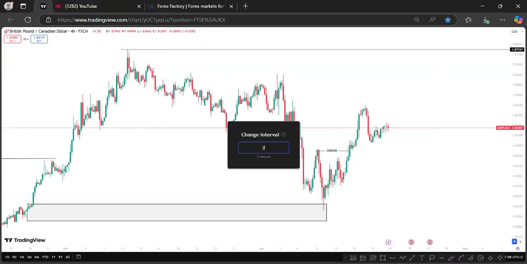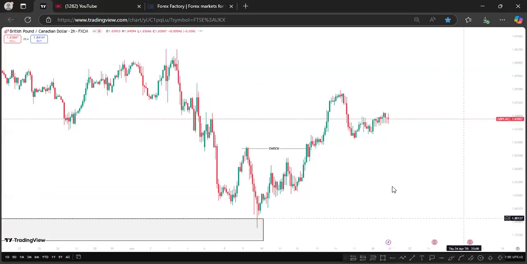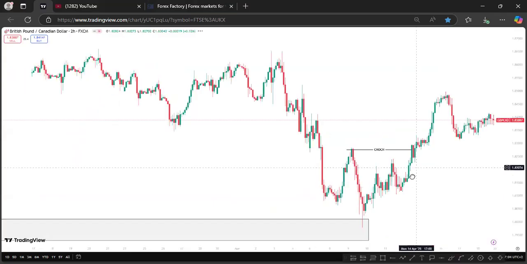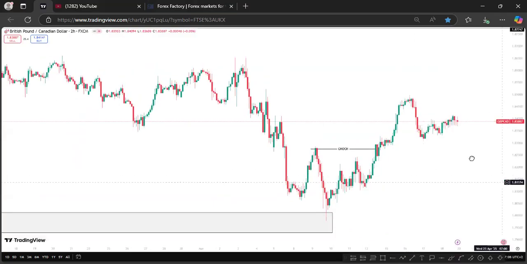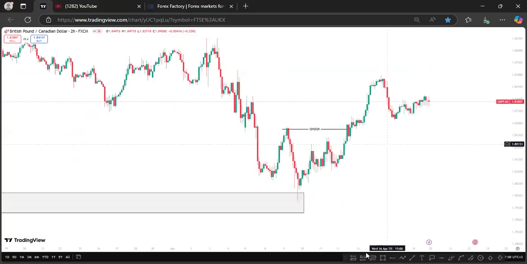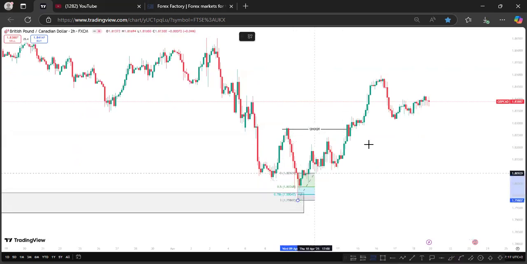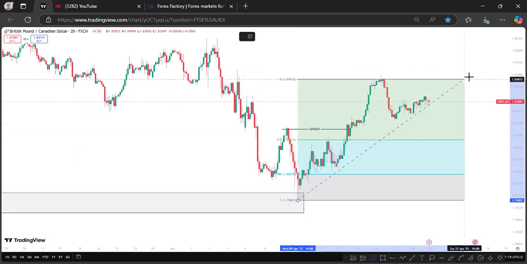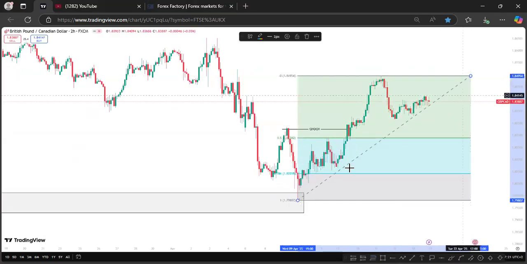Let's go down to the 2-hour time frame so we can have a clearer structure. Now on the 2-hour time frame, what can we see? We can clearly see that price has taken out, and you can clearly see the change of character now. And where is our discount level? You start from the premium, from the swing low right up to the present swing high, and we can see that our discount level starts from here.